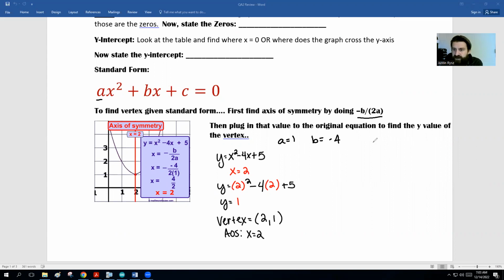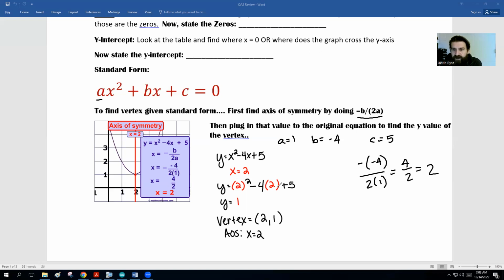And then c is the number at the end. This would be 5. So for the vertex here, we can figure out h by doing -b, which is 4, over 2 times a, which is 1. So that'd be 4 over 2, which is 2. So that's how we can figure out our axis of symmetry.